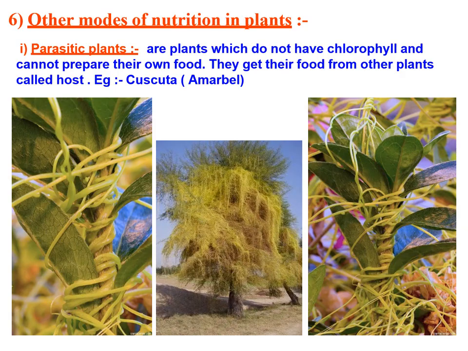Parasites absorb their food from other living organisms. The organism from which parasites absorb their food is called the host. As we see, the plant Cuscuta, the amarbel, is a non-green, thread-like golden yellow plant. It develops special small roots called haustoria, which penetrate into the stem and branches of the host to suck food.